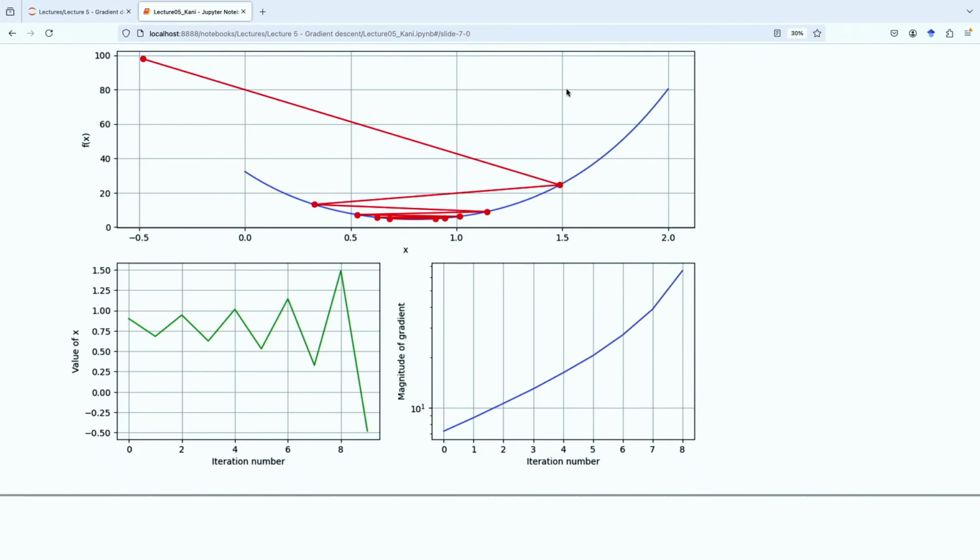Yeah, fun little exercise, I think. But yeah, so you could make this unstable if you make the learning rate too large. But we don't necessarily need to worry about that.